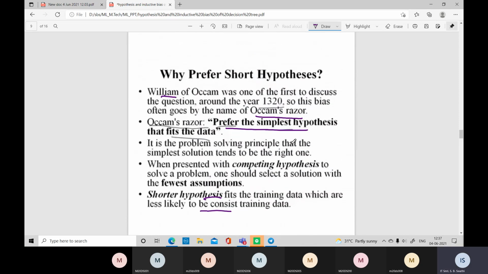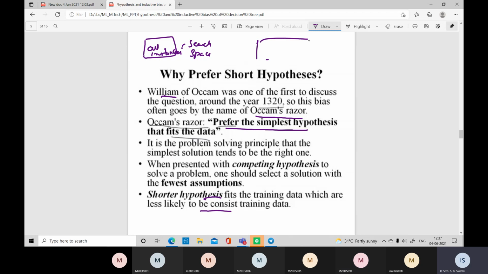Dear students, Ma'am, small doubt. Are hypothesis space and search space the same or different? See, both are different. Why? Because search space means I'm considering all the instances of the given training data. That is our search space.